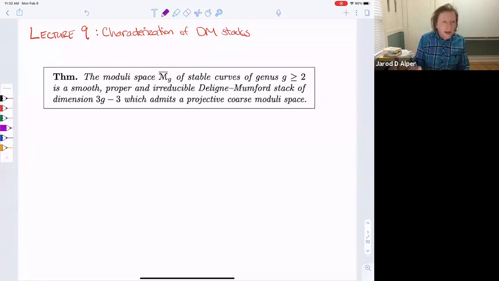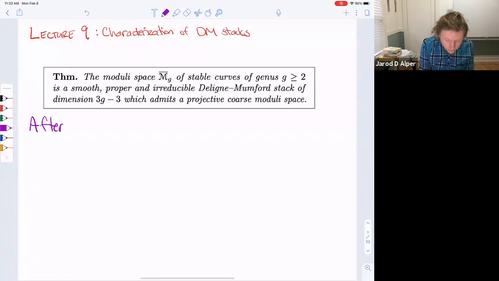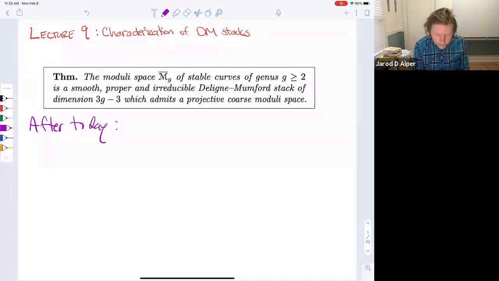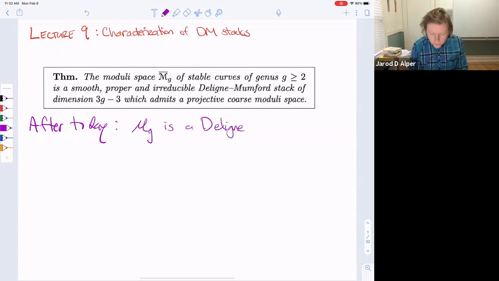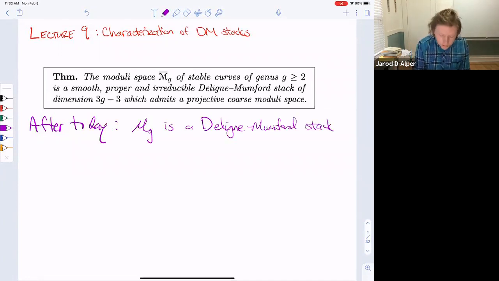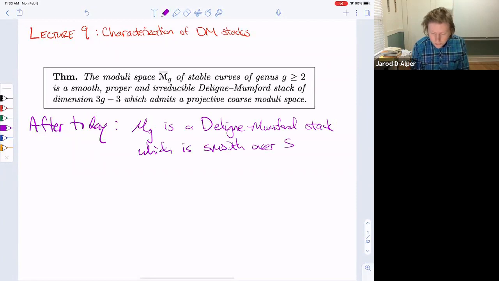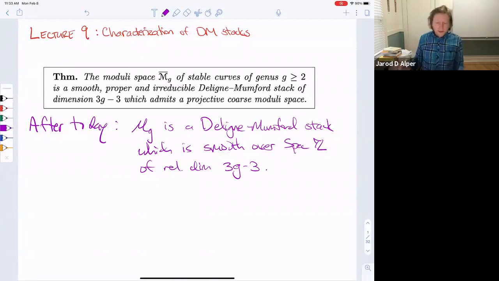And at least after today, we'll know that MG is a Deligne Mumford stack. And we'll know it is smooth over the integers, and of relative dimension 3g minus 3. So after today's lecture, we'll at least understand a piece of this theorem.